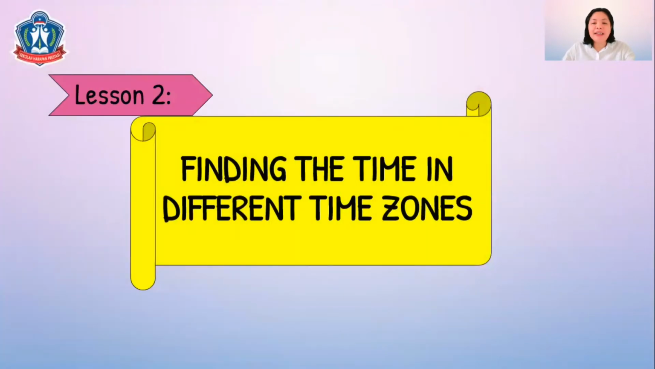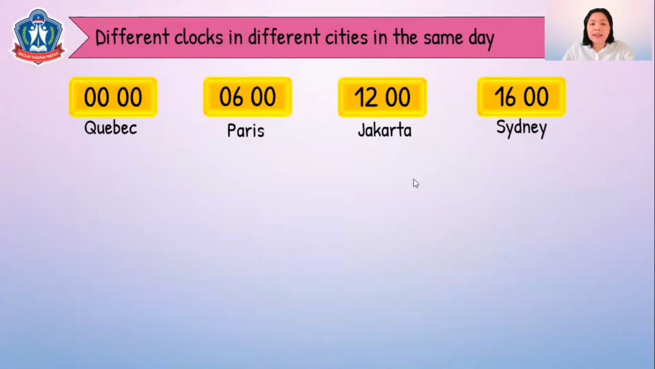Now, let's try to find the time in different time zones. I have here different clocks in different cities, but in the same day. The first clock is in Quebec, in Canada. The second one is 6 o'clock in Paris, France. The third clock is in Jakarta, Indonesia, 12 noon. And the last clock is in Sydney, Australia. This is 16 o'clock or 4 p.m. These clocks, children, these 4 clocks, are in different cities but in the same day.